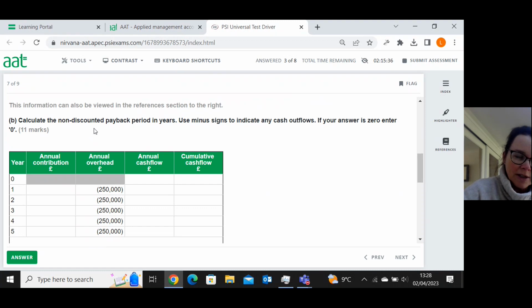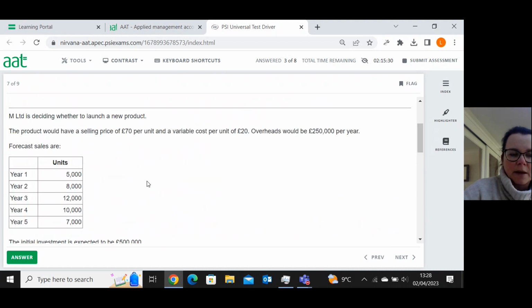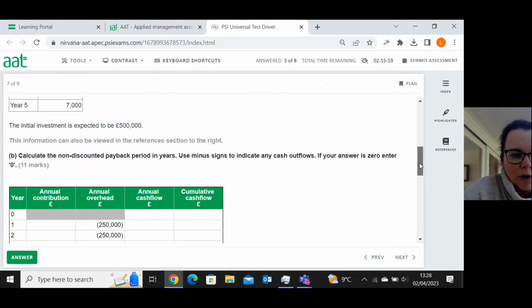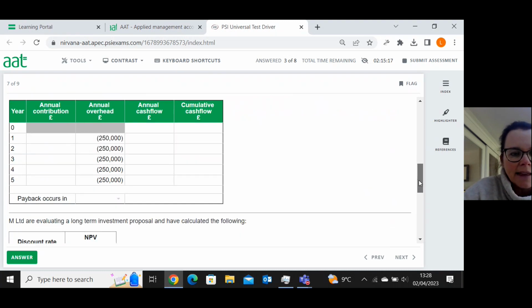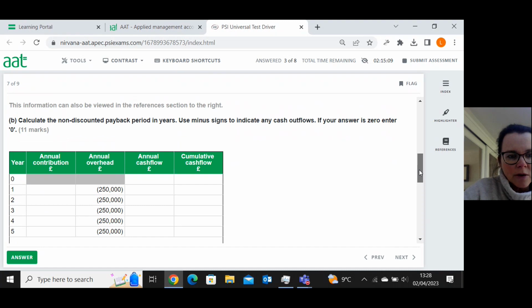You could be asked for a discounted payback period, where the cash flows would be multiplied by the discount factor to get a discounted figure first. But this one, we don't have to do that. It's non-discounted, and they've conveniently given us a little table here to fill in to work out our payback.